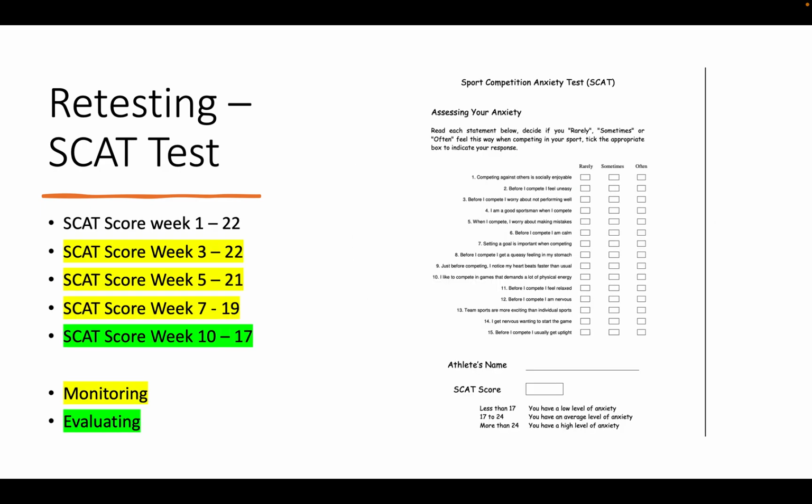And lastly, we're going to look at a program for the emotional factor. So you can see here, this person's SCAT test score is actually coming down. So it was quite a high level of anxiety at the start of the program. We were at 22. Again, in week 3, when we recompleted the SCAT test under the same conditions, it was 22 again. Then it's slowly starting to decrease, 21, 19, and eventually at the end of our emotional PDP to try and reduce our anxiety levels, we managed to get it down to 17, which is a great result in that period of time.